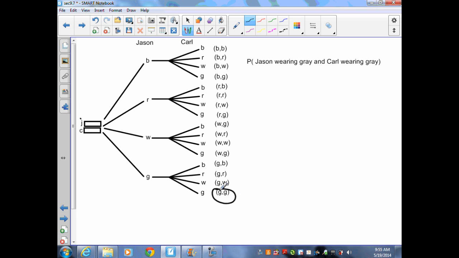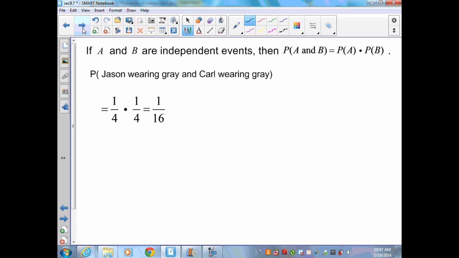They both wear gray. And here we have 16 outcomes: 1, 2, 3, 4, 5, 6, 7, 8, 9, 10, 11, 12, 13, 14, 15, 16. And we know our probability of this outcome is 1/16, as we already found on the previous page. Therefore, we can find the probability by a tree, which can get quite cumbersome, or we can use the formula as previously stated. Either way, we're going to end up with the same probability of 1/16.